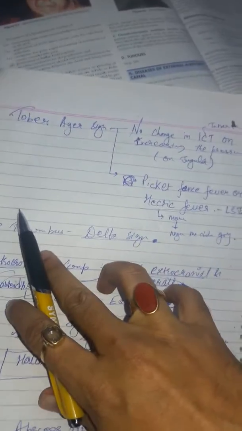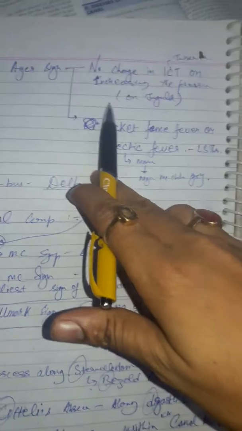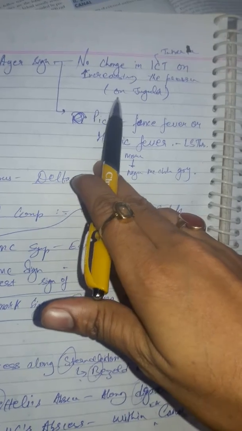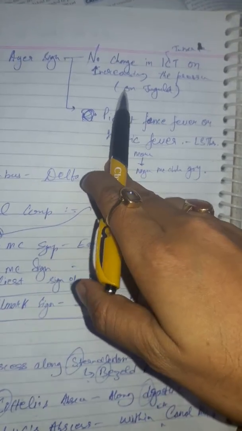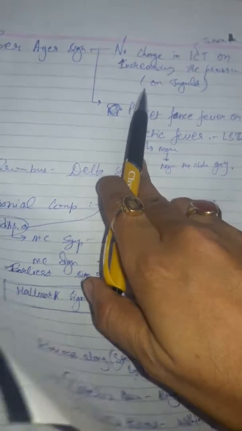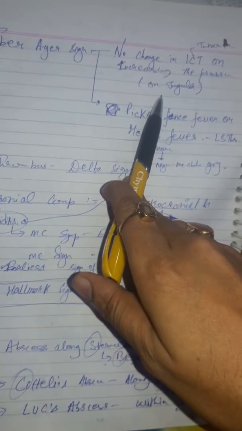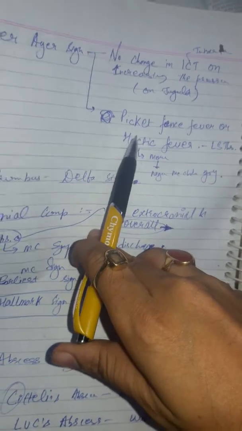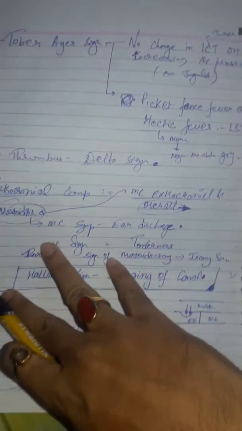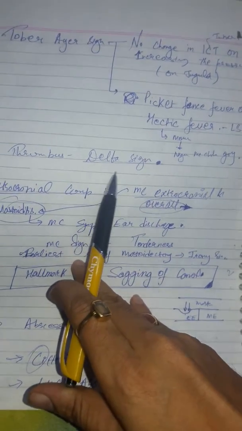Now one more sign we see is known as the Tobey-Ayer sign in lateral sinus thrombophlebitis. What is this sign? It can be elicited by increasing the pressure on the jugular veins. Generally there is an increase in intracranial tension on pressing the jugular vein, but if there is lateral sinus thrombophlebitis, there will be no change in ICT on increasing the pressure. Also, we see picket fence fever or hectic fever in lateral sinus thrombophlebitis. Another sign seen on CT scan in lateral sinus thrombophlebitis is the delta sign.